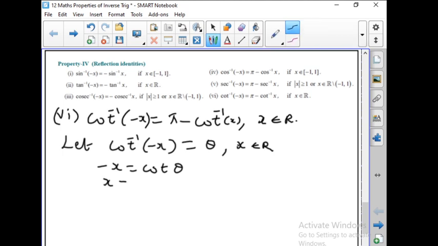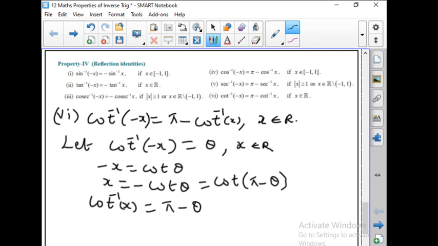So x is equal to minus cot theta from this, and this can be written as cot of pi minus theta. Why? Pi minus theta is in the second quadrant. In the second quadrant cot is negative, therefore we get minus cot theta. So minus cot theta can be written as cot of pi minus theta. Now bring cot to this side, so you get cot inverse of x is equal to pi minus theta.